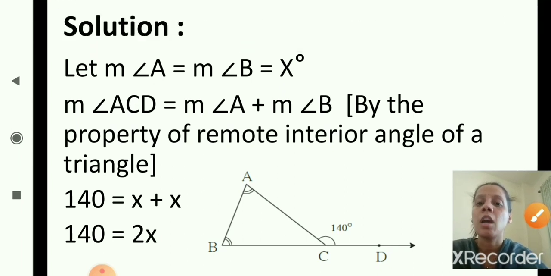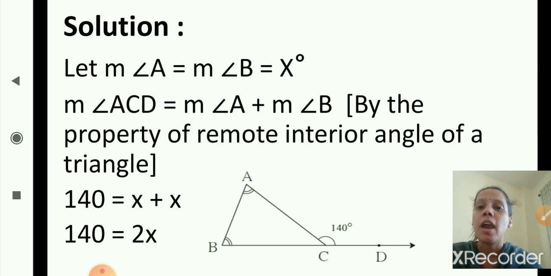Okay, now we'll start solving. As you can see here, measure of angle A and measure of angle B are equal, and measure of angle ACD is given, that is the exterior angle. The measure of the exterior angle is given, that is 140 degrees. Now let measure of angle A and measure of angle B be equal to x degrees, that we will consider. Measure of angle A and measure of angle B are given equal, so measure of angle A is equal to measure of angle B is equal to x degrees. We will consider it as x degrees.